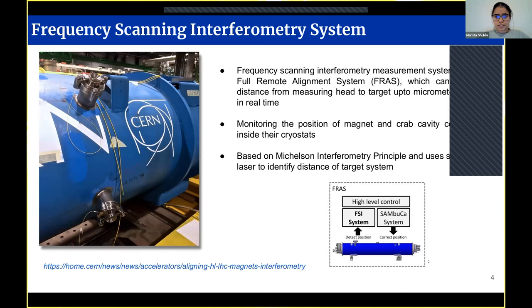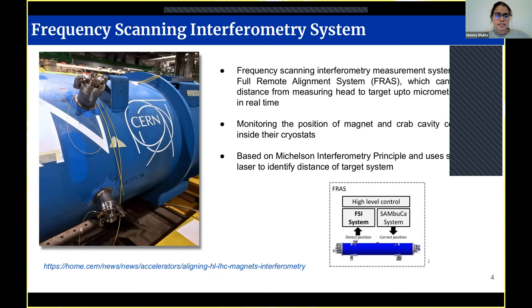The frequency scanning interferometry system is basically a precision measurement technique in which you have a source, which is a laser source, and the target, which are reflective targets, either made of retroreflectors or glass balls. We are planning to use this technique to monitor the components inside a cryostat. In accelerators, we have superconducting magnets and trap cavities, which are stored at a very low temperature and high radiation condition. They are inside a cryostat, which you can see on the left. We want to know the position of these components and later also to align them. It's not possible to get these positions up to micrometer precision with the usual sensors, and hence this technique was devised.